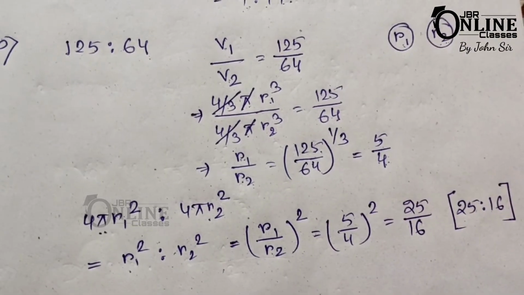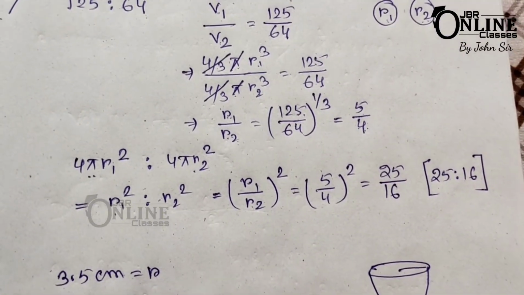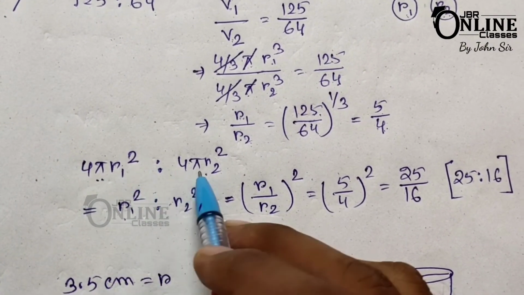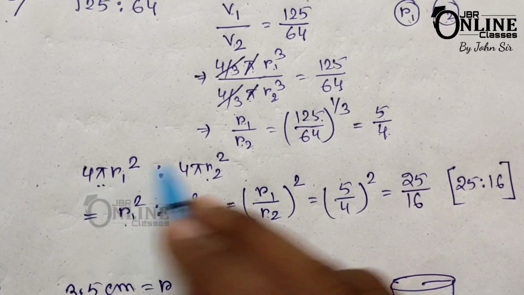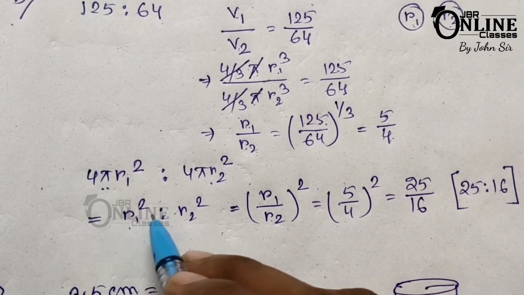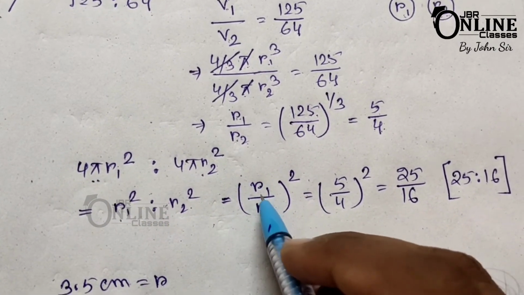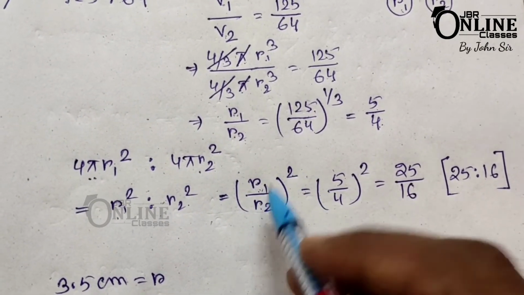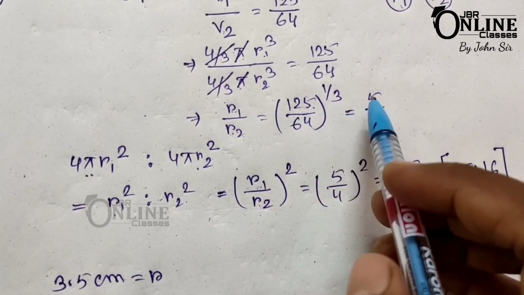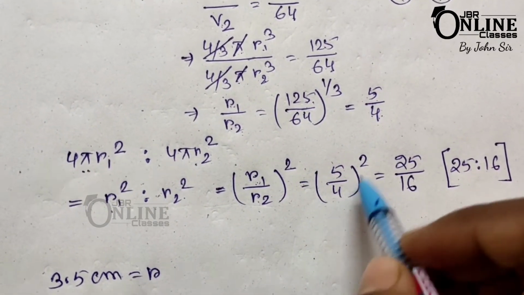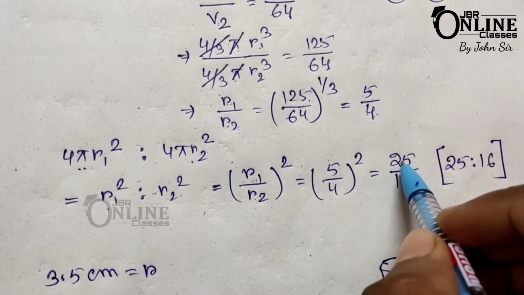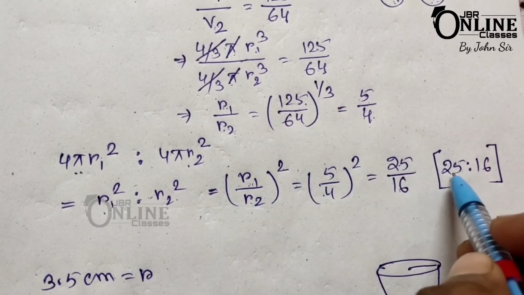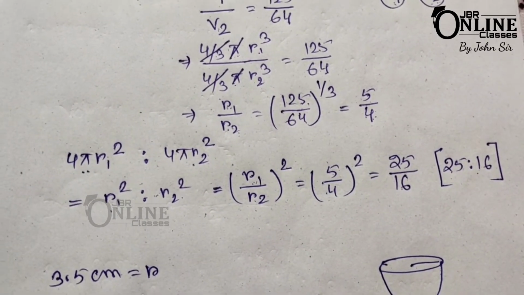Now next thing is you have to find the ratio of their surface area. So here the surface area formula will be 4 pi r1 square is to 4 pi r2 square. So from that 4 pi cancel out. So here r1 square is to r2 square. That means you can write it this way, r1 by r2 whole square. Now as you know the value of r1 by r2 equals 5/4, so write here 5/4 whole square. So 5 square means 25 and 4 square means 16. So that means the ratio is 25 is to 16, the final answer.